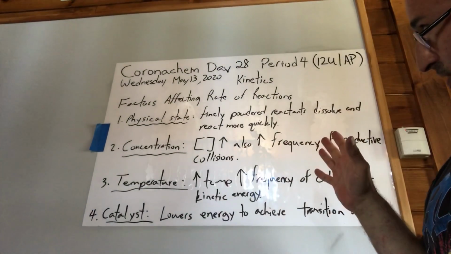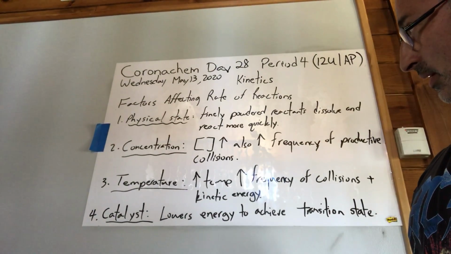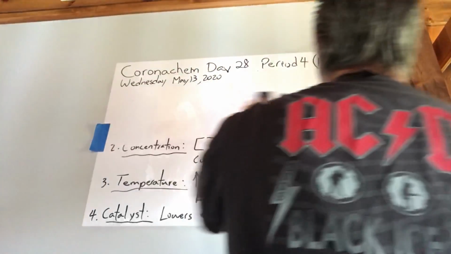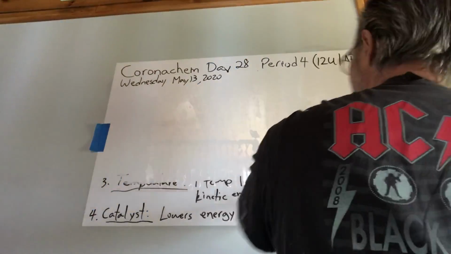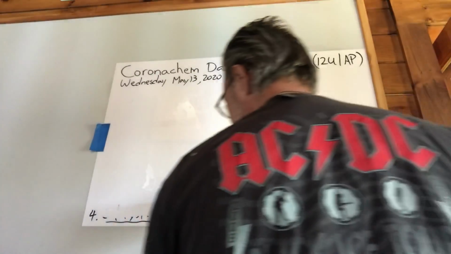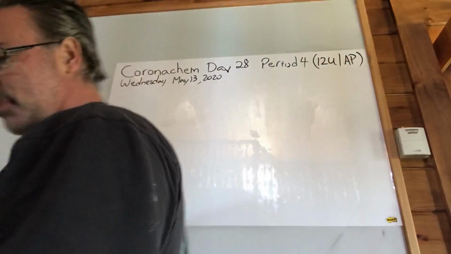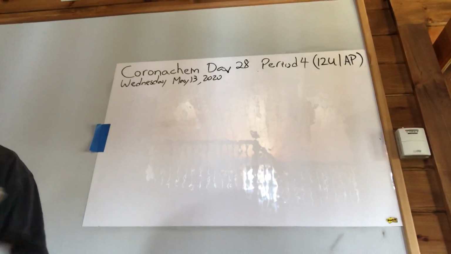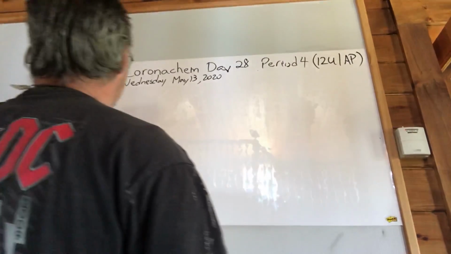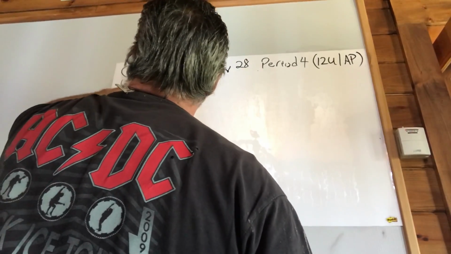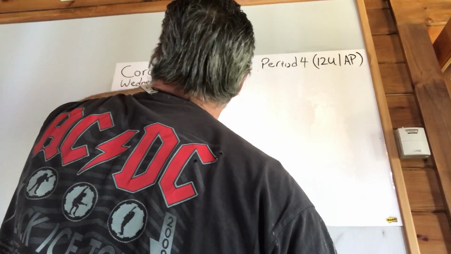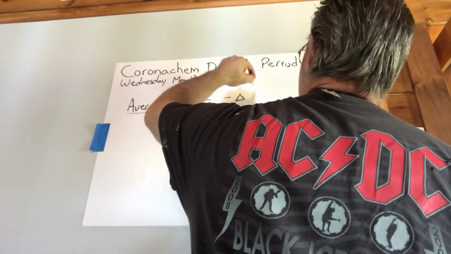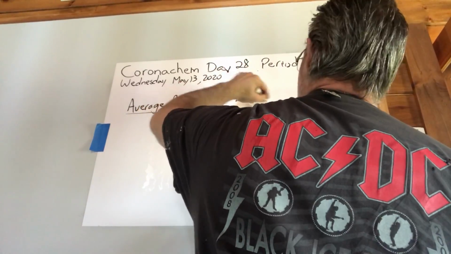Okay, so those are the four things that can affect the rate of a chemical reaction. Now let's look at how we analyze the data that is produced during chemical reactions in the sense of the rate. The average rate of a reaction is equal to negative delta A concentration over delta T.